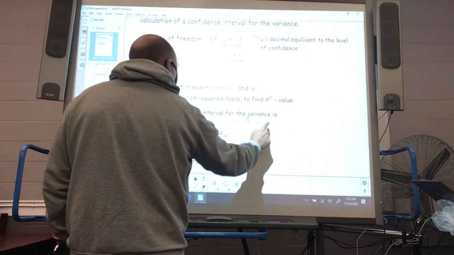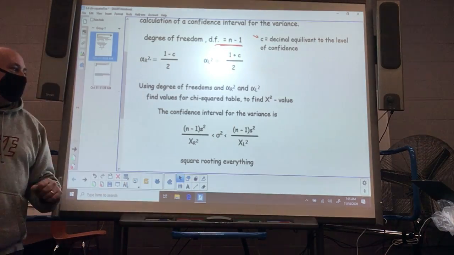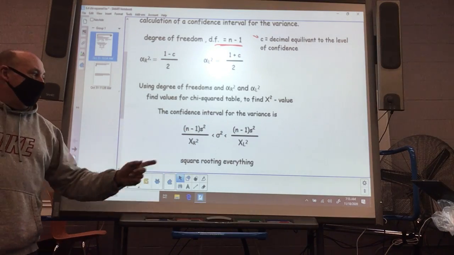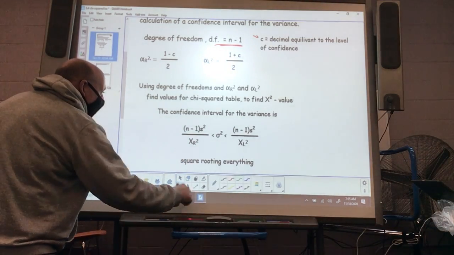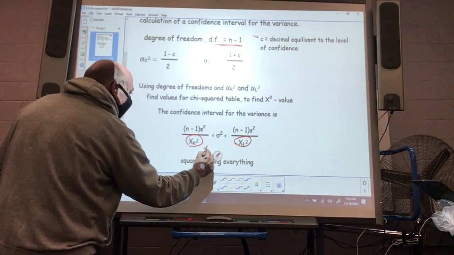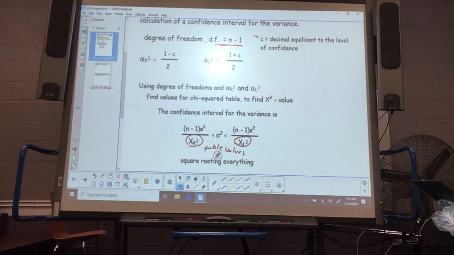To calculate a confidence interval for our variance, we have n minus 1, which is your degree of freedom, times your variance, divided by your chi-squared value. These here are table values. It's called a chi-squared table. The chi-squared goes into the idea that it's a variance, because your variance is your standard deviation squared, your sigma squared. That's why you get a square value there. But you don't square the actual value. These are just the table values that you pull out from the table.